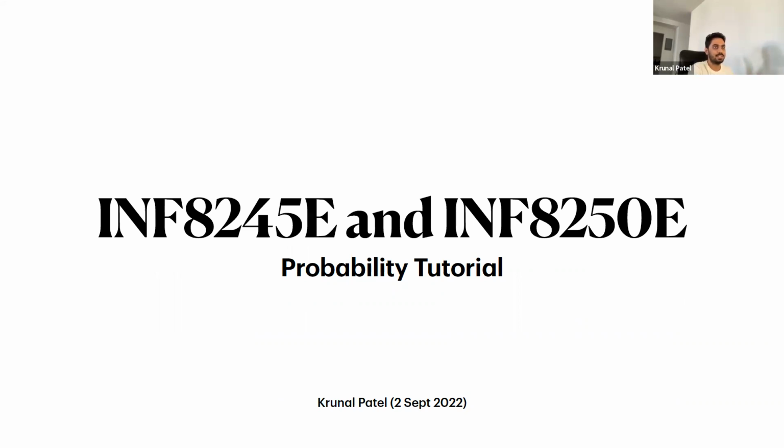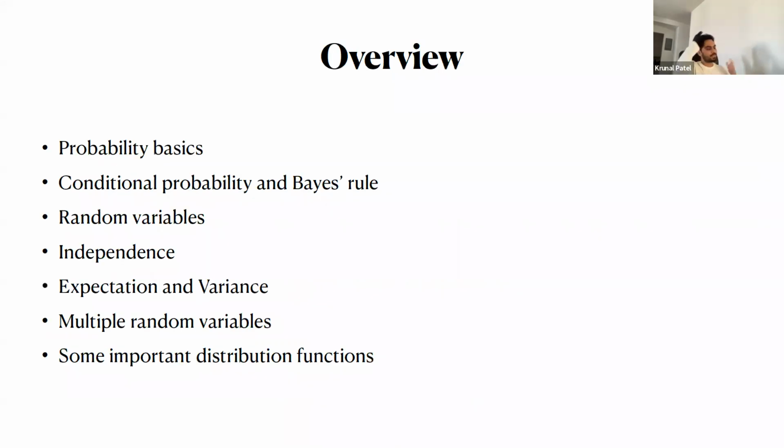So let's get started. In this tutorial, we are going to cover pretty much everything that is needed for the machine learning and the reinforcement learning course. If you go through it properly, then you should not have any trouble after the tutorial in any of those courses, right? So we'll cover all the basics and Bayes rule, conditional probability, random variables, independence, and expectations, variance, and multiple random variables. And if we have some more time left, then we will also cover some of the important distribution functions, which are good to know, but if you don't know them, then you can always look them up online, right?